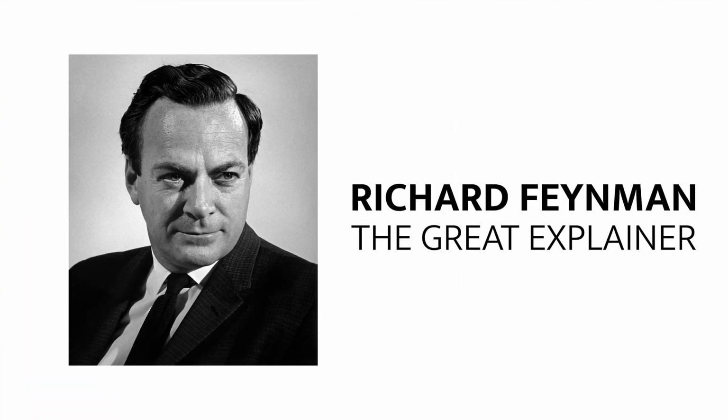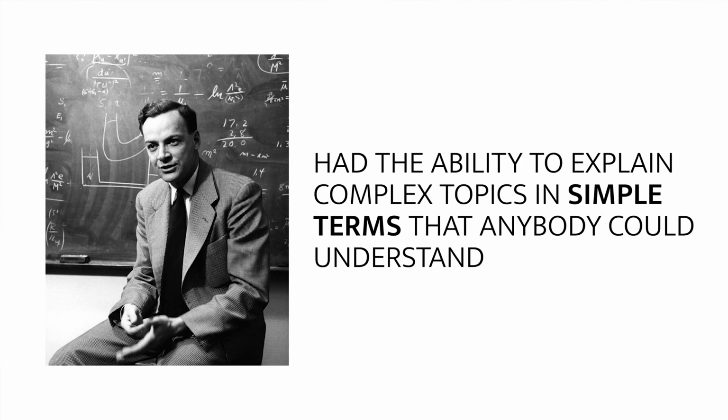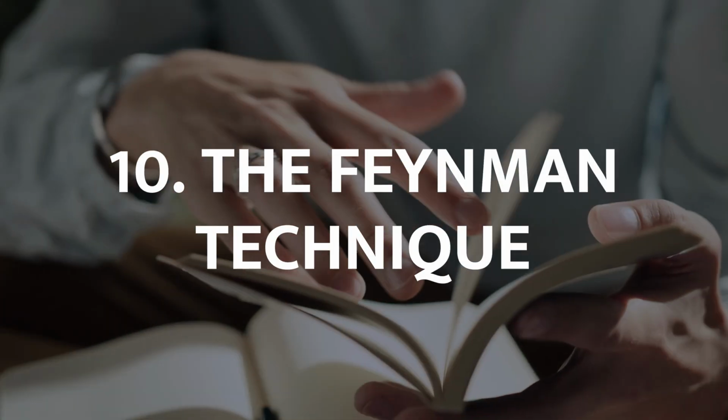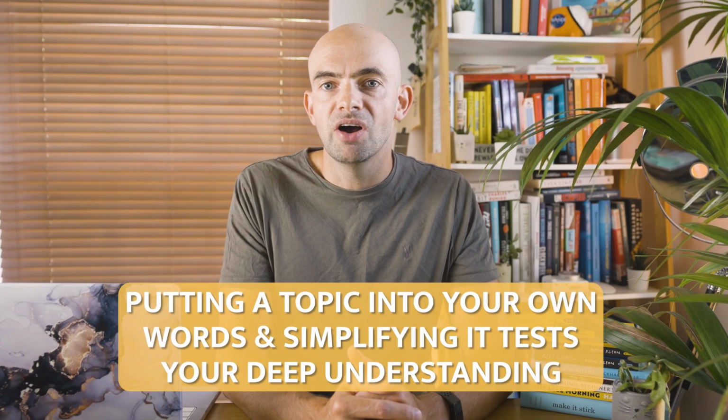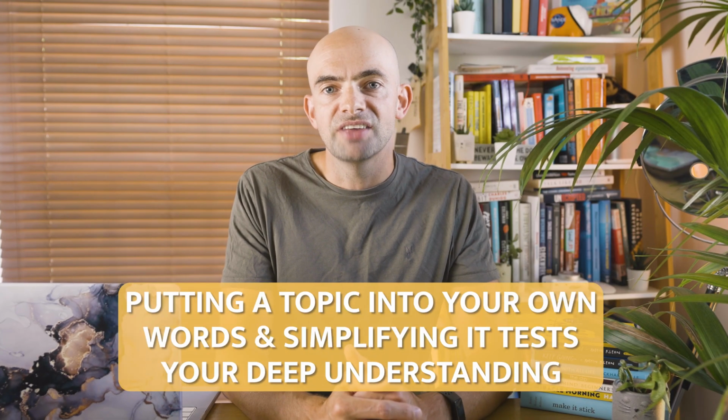Richard Feynman was a Nobel Prize-winning physicist and was also known as the Great Explainer for his ability to explain complex topics in simple terms that anyone could understand. The Feynman Technique is simply the ability to explain a topic that you are learning in language that a child could understand. By putting a topic into your own words and simplifying it, you're really testing your deep understanding.